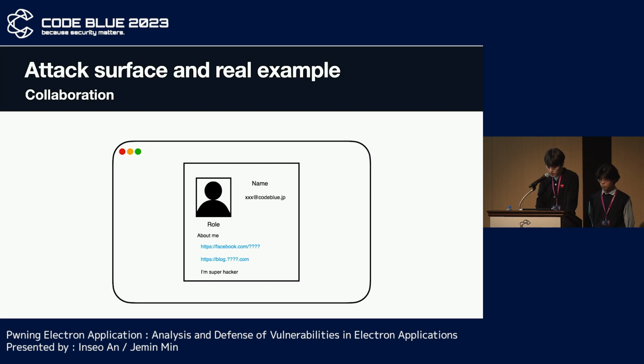Now I'm going to provide you with examples of common attack surfaces and real vulnerabilities in key functions by category. First, let's focus on collaboration applications. In collaboration apps, you will often find features related to permission management, user profile, and communication. The screen currently displays an example of user profile and permission management.